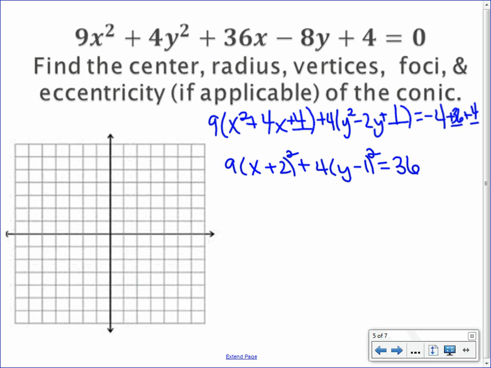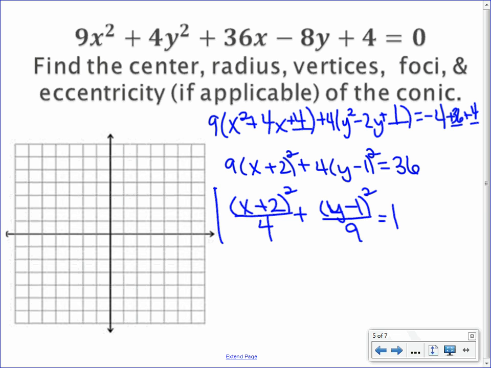What are we supposed to divide by? We have to divide by 36. What's 9 divided by 36? 1/4. What's 4 divided by 36? 1/9. There's our standard form. So is this a horizontal or vertical ellipse? Vertical, because the bigger value is underneath our y squared.